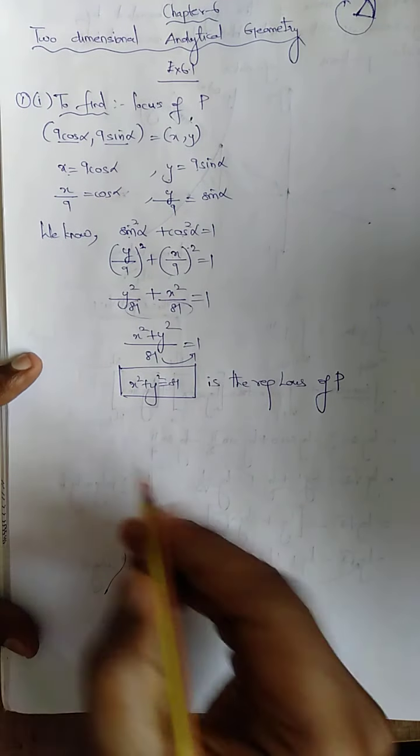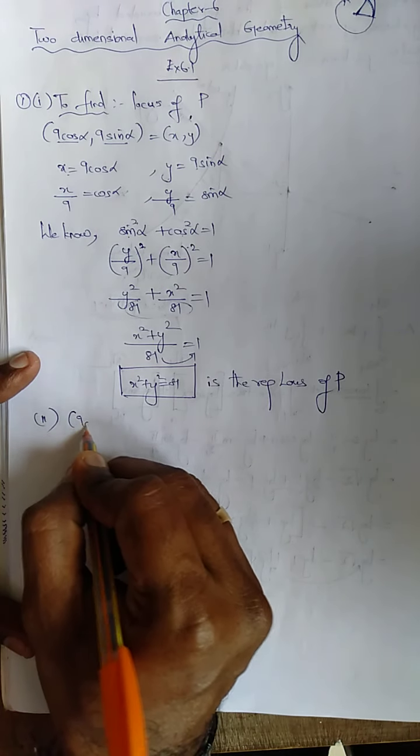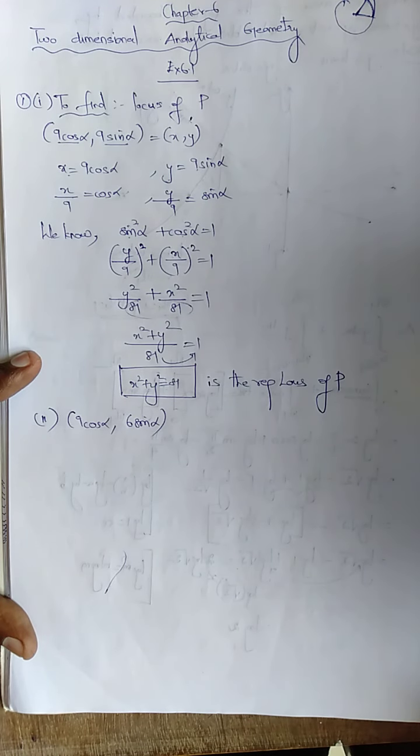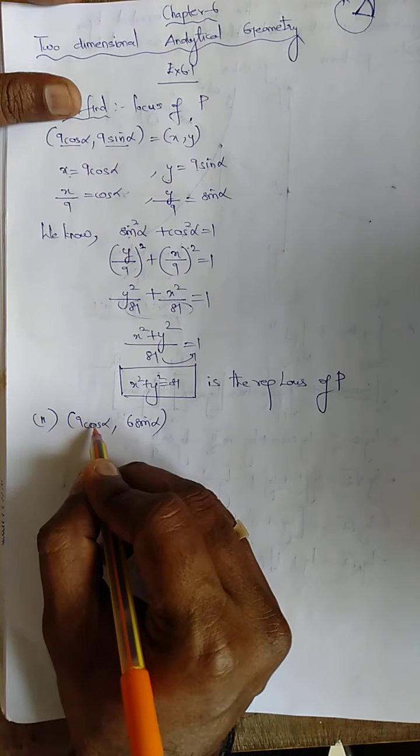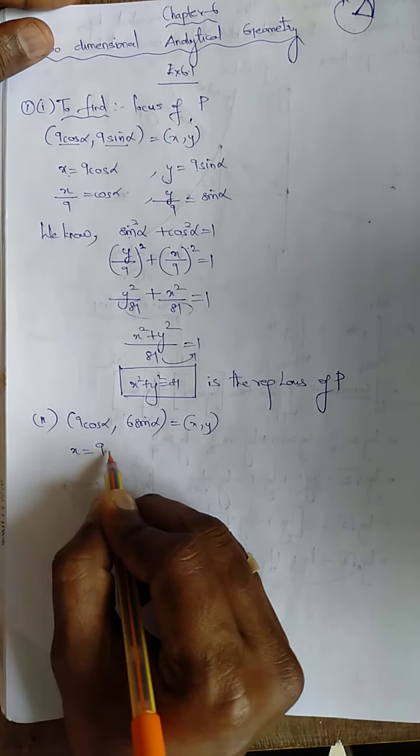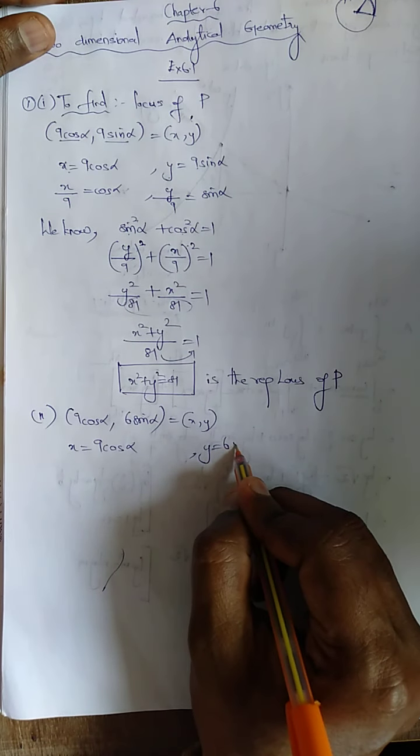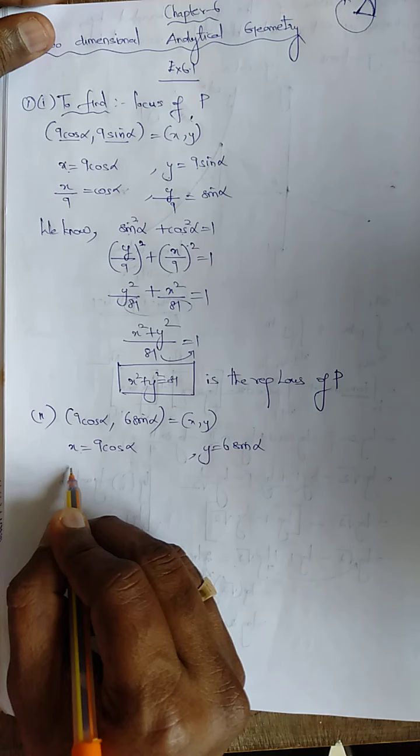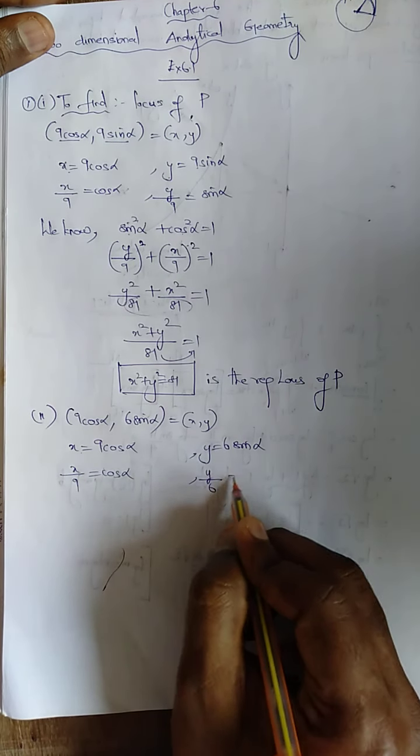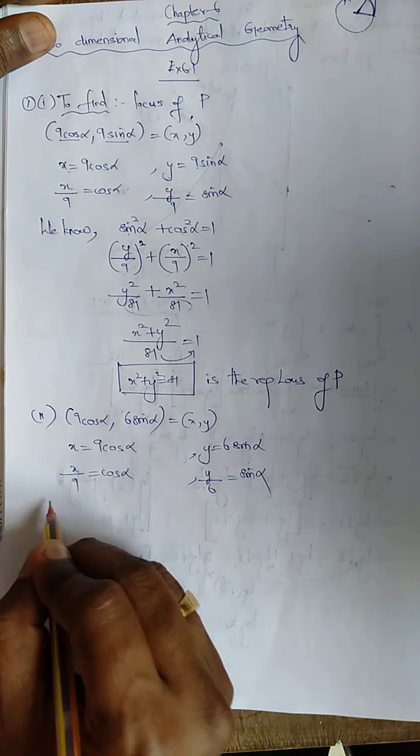Next I move to the second subdivision. They have given us 9 cos alpha, 6 sin alpha. The same procedure: the point is x, y. x is equal to 9 cos alpha, and y is equal to 6 sin alpha. Bringing 9 down, x by 9 is equal to cos alpha, y by 6 is equal to sin alpha. The same formula we used in the first subdivision.